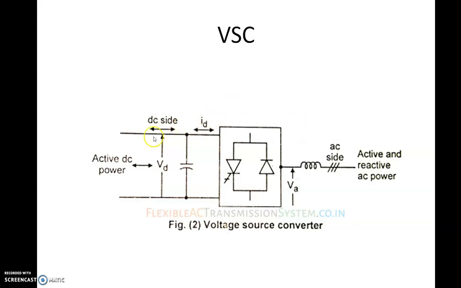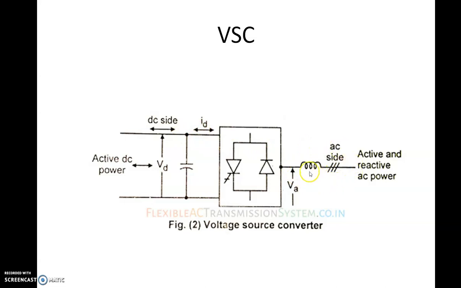The give and take of the active power is controlled by controlling the direction of DC current, whereas the direction of this DC voltage always remains fixed. This is the characteristic of a voltage source converter. Direction of voltage will remain always one polarity. If this is minus, this is plus, it will remain the same always. If you want to send power out, DC current will be going out. If you want to take the power in from AC side, DC current will have this polarity, right?